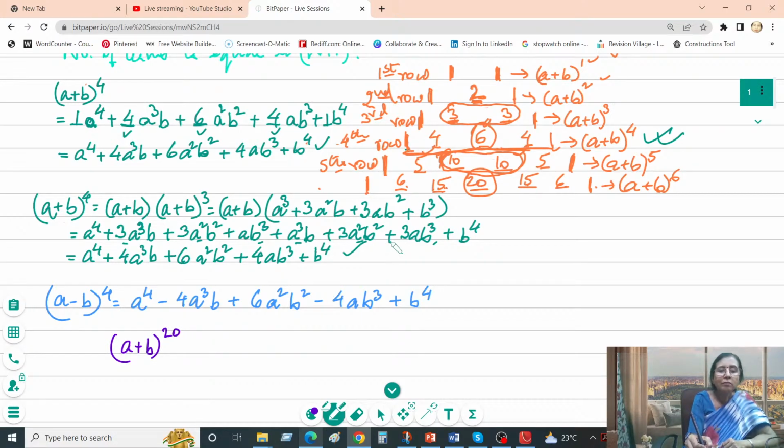You know the number of terms you will be having in the final expression will be 20 plus 1, which is 21. First term will be a^20, last term will be b^20, even that we know. But what about the numerical coefficients of the middle terms? The remaining 19 terms. We do not know them.